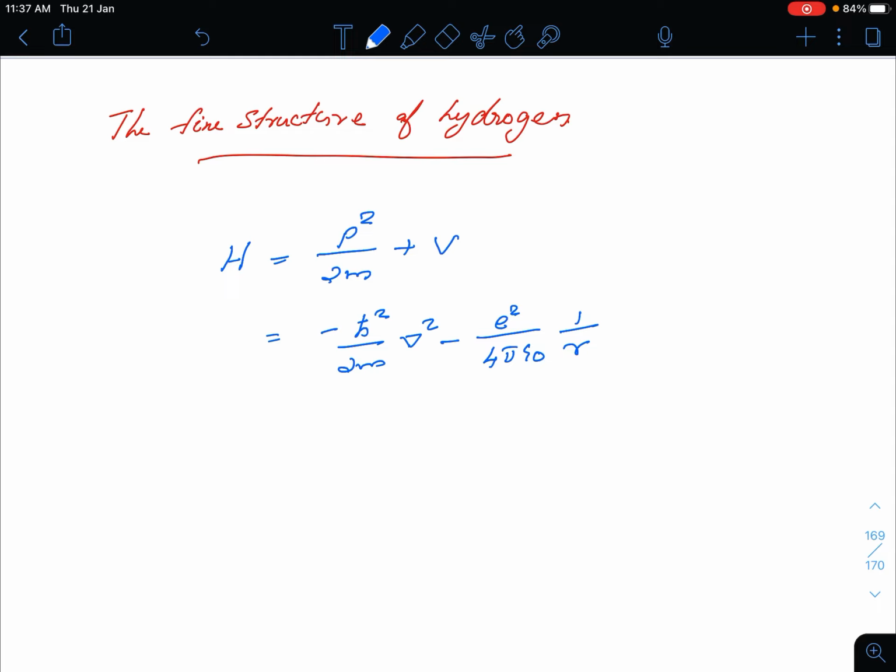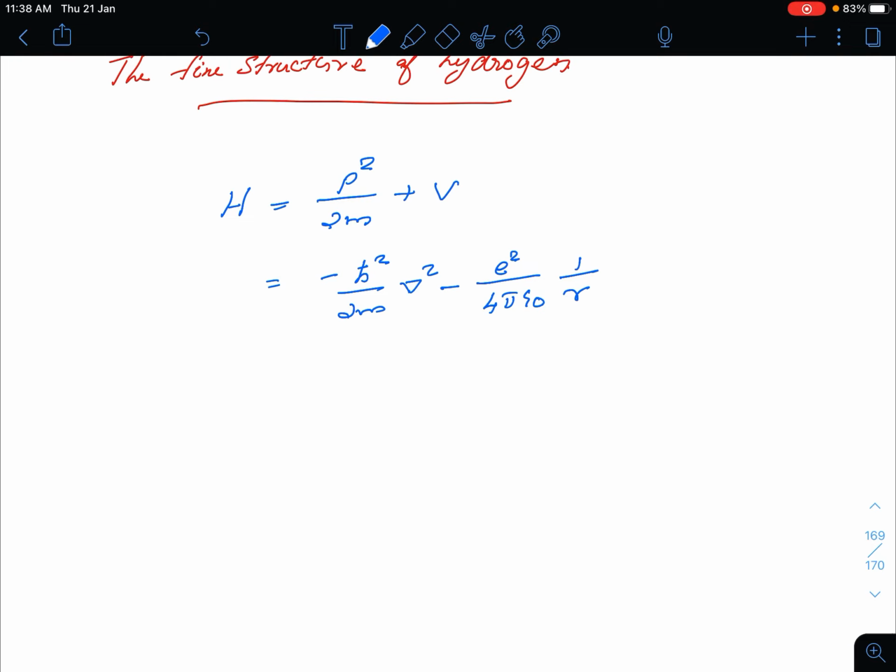But that is not exactly right. We made an initial correction to this Hamiltonian by considering the reduced mass of the electron and proton, and we replaced the m by mu, which I hope you remember. So that's one correction we made so far. And there are other corrections which we have to consider, and these corrections make the fine structure of hydrogen spectra.